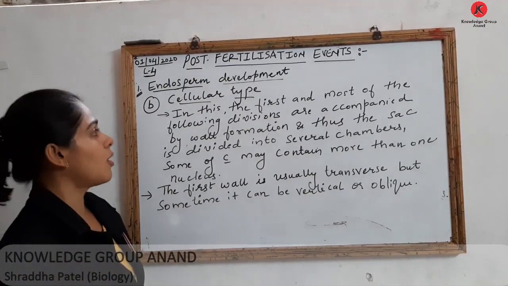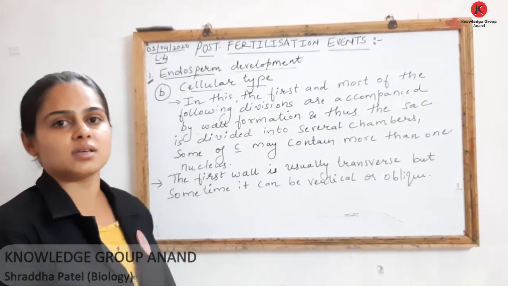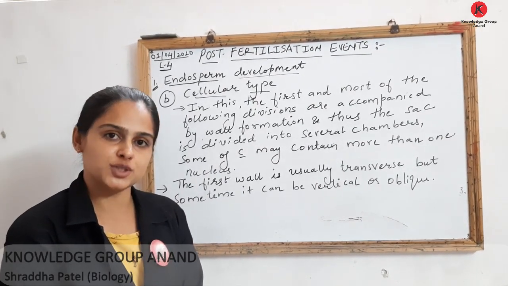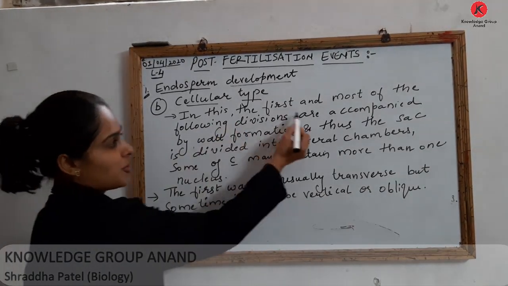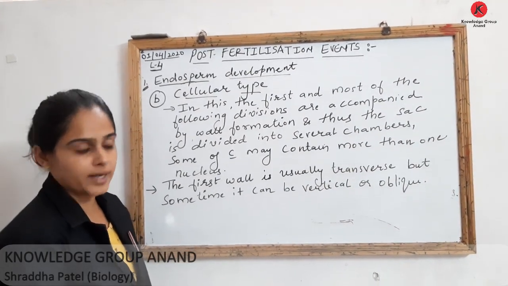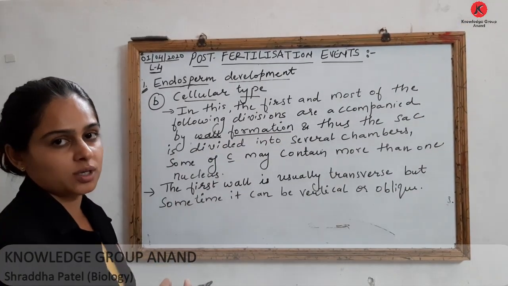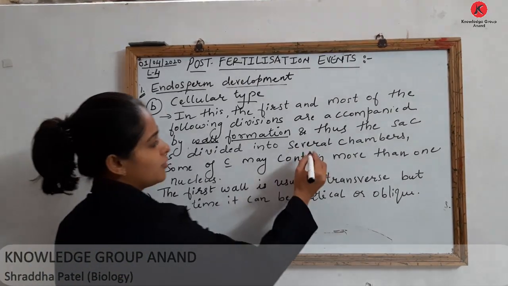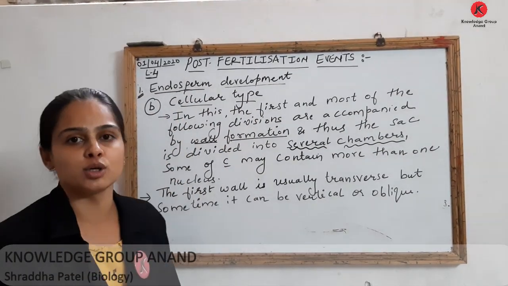Okay, now let's talk about your second type of endosperm development, that is your cellular type. This is simple. In this, karyokinesis is followed by cytokinesis, simple as that. मतलब nucleus का division होता है, followed by there will be formation of wall. Okay, so in this first and most of following divisions are accompanied by wall formation, and this results in formation of several chambers within the embryo sac.